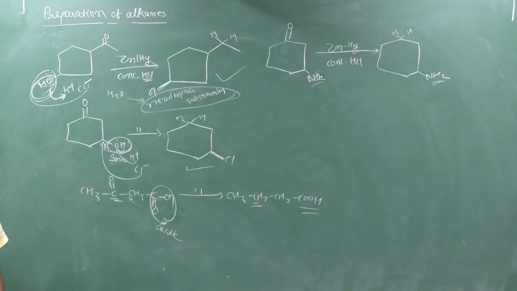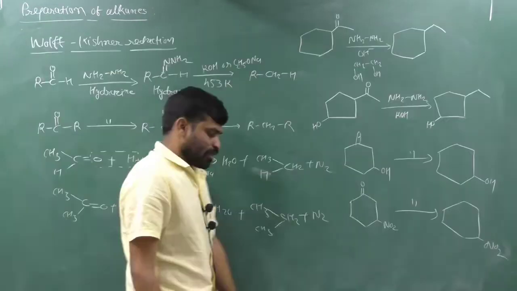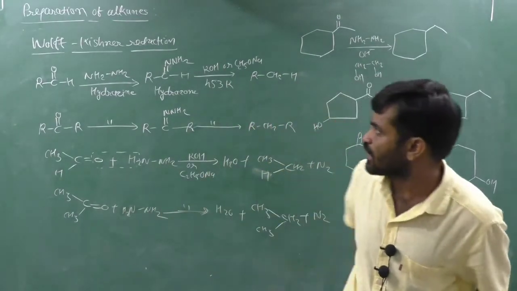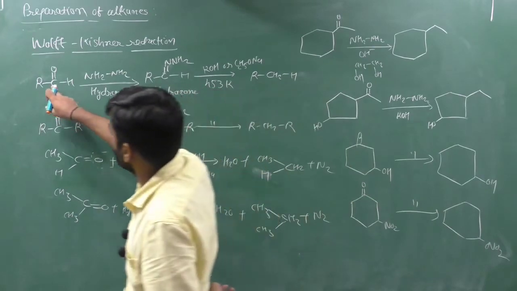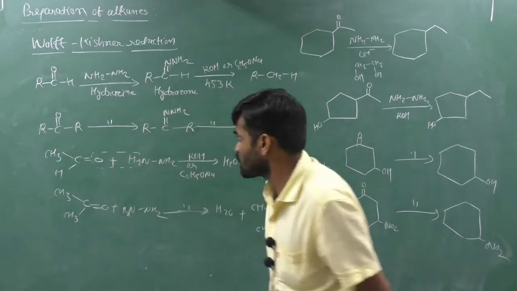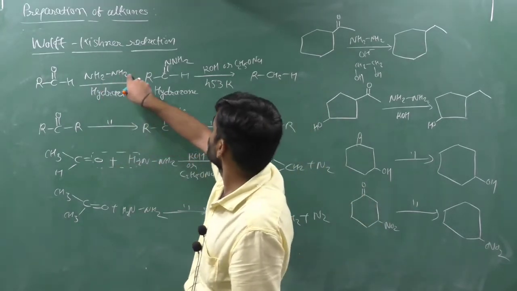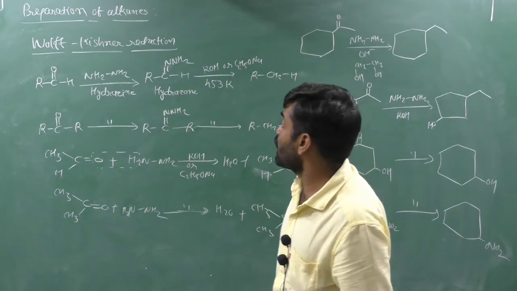Clear? So now we can discuss the second method, which is Wolff Kishner reduction. Now we can study the Wolff Kishner reduction. Suppose we have an aldehyde or ketone, RC double bond OH and RC double bond OR. The reagent for Wolff Kishner reduction is hydrogen NH2 NH2. Clear? Now first of all we get the hydrazone.